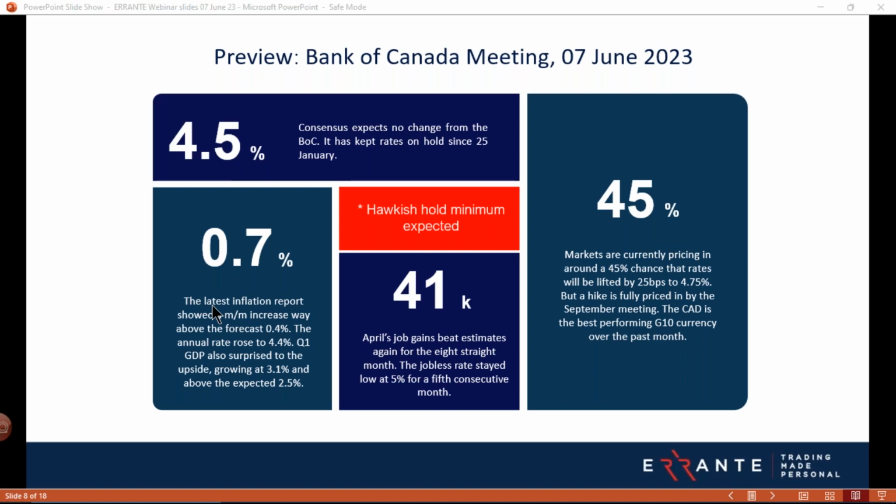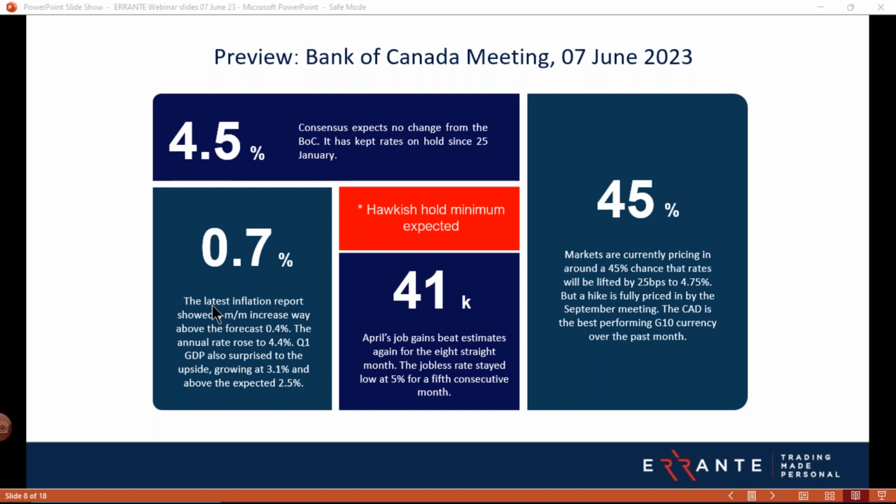Minutes from its last meeting revealed that officials had discussed raising rates due to concerns about persistent inflation, resilient economic growth, and challenges in lowering inflation, and certainly the risks of delaying action were the main arguments in supporting the case for a rate rise. And the Bank of Canada does expect inflation to ease, but it's very aware that reaching its 2% target may take longer than expected.